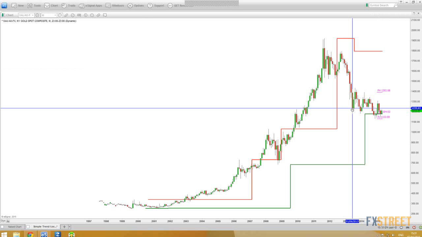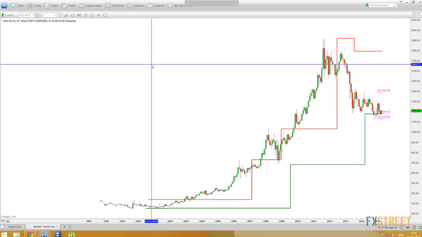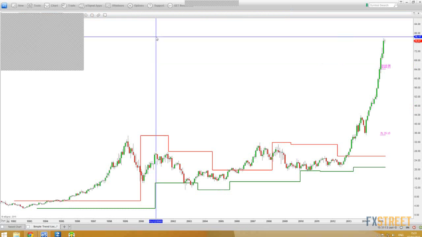Let's compare that to a stock that I'm currently trading. Here is a stock that I'm currently trading, KR. Compare that to what gold's done. What do you think's better, KR or gold?